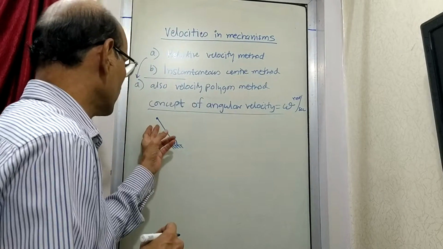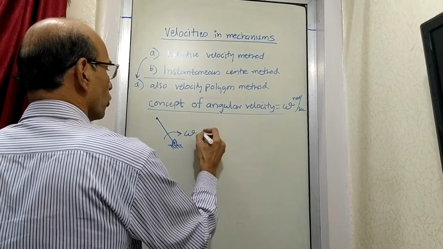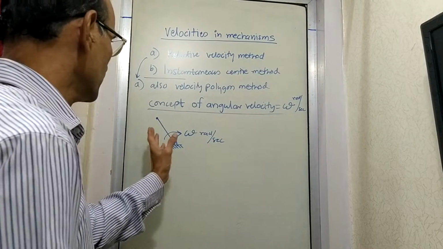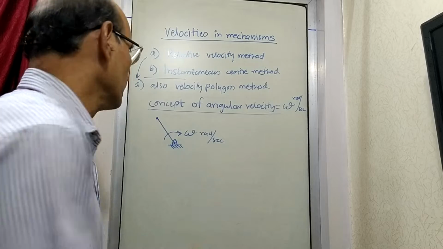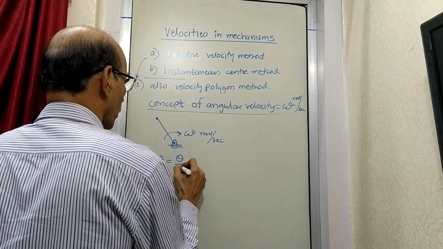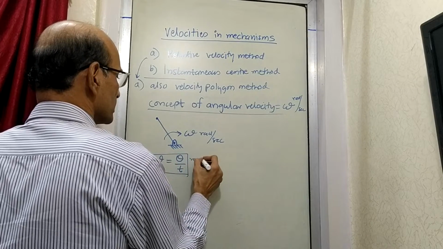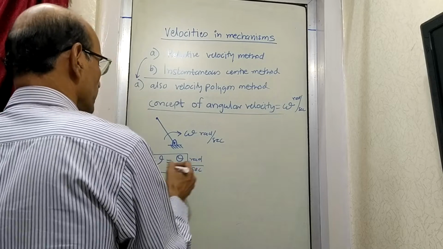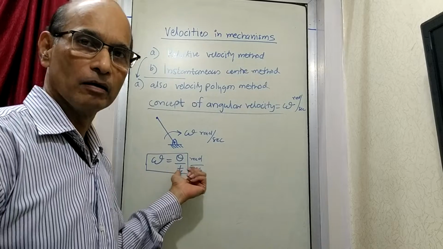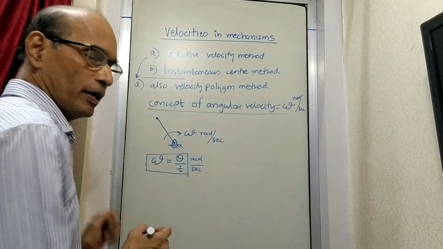So something similar, there is a link like this, and this link is rotating with angular velocity omega radians per second. That means it is covering an angle theta in a certain time, and it is written like this: omega is angle upon time. Angle is measured in radians, time is measured in seconds. So radians per second, how much angle it is covering in a unit time, that is the meaning of angular velocity. And since this angle is measured in radians, accordingly we have to go ahead.